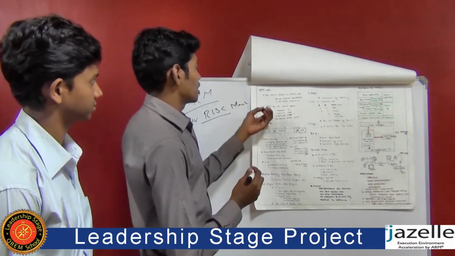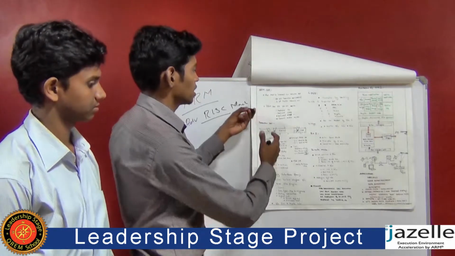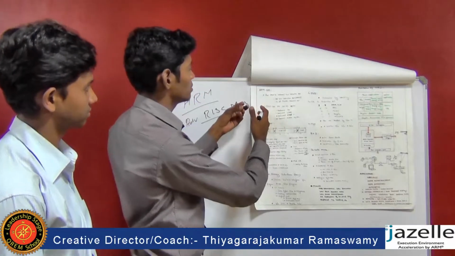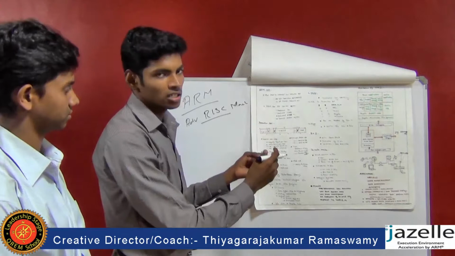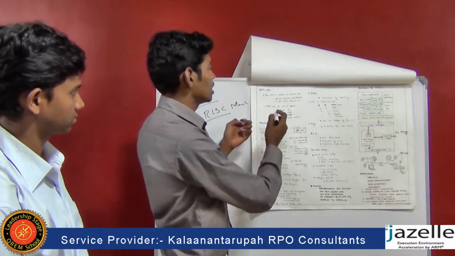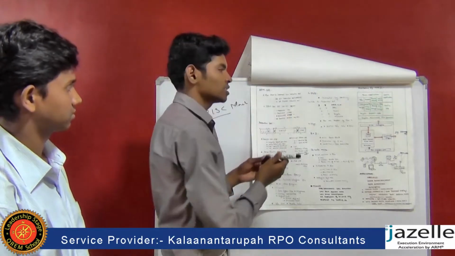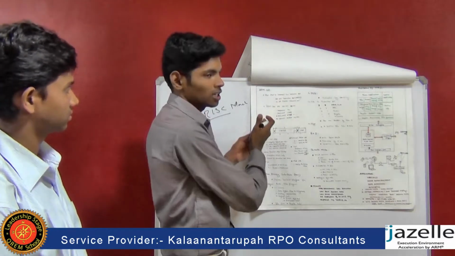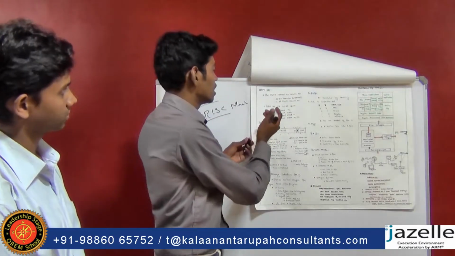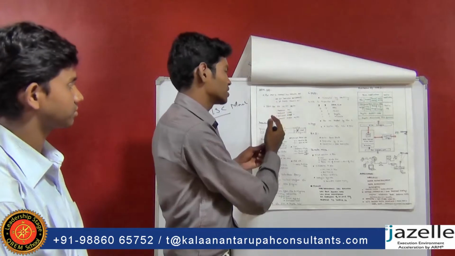In ARM, to implement Jazelle technology, the ARM instruction set architecture will contain three types of instruction sets. The first one is the ARM instruction set, which is a 32-bit instruction set, then the Thumb instruction set, which is a 16-bit instruction set, and the Jazelle instruction set, which is an 8-bit instruction set.